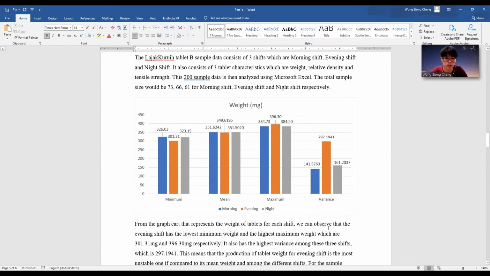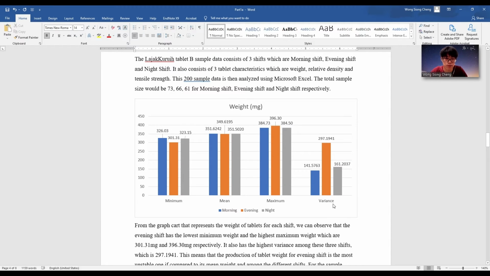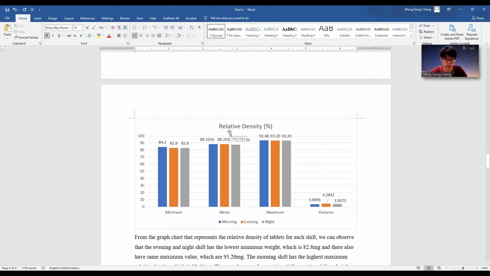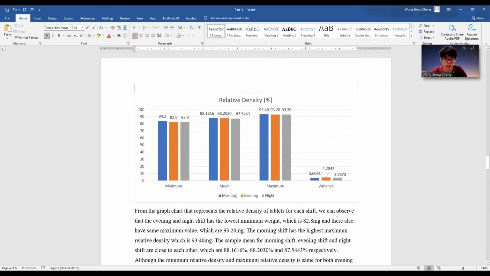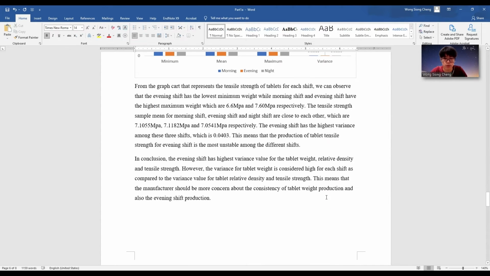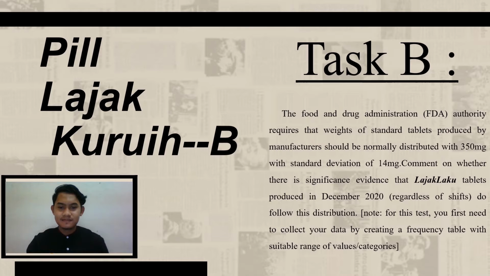Besides that, we can also observe that the variance value for the weight production for each shift is actually higher compared to the reactive density, which is all less than 5, and tensile strength, all less than 1. In conclusion, the manufacturer should be more concerned about the consistency of tablet weight production and also the evening shift production. This is because the higher the variance value, the more the data set differs from the sample mean. That's all from me.